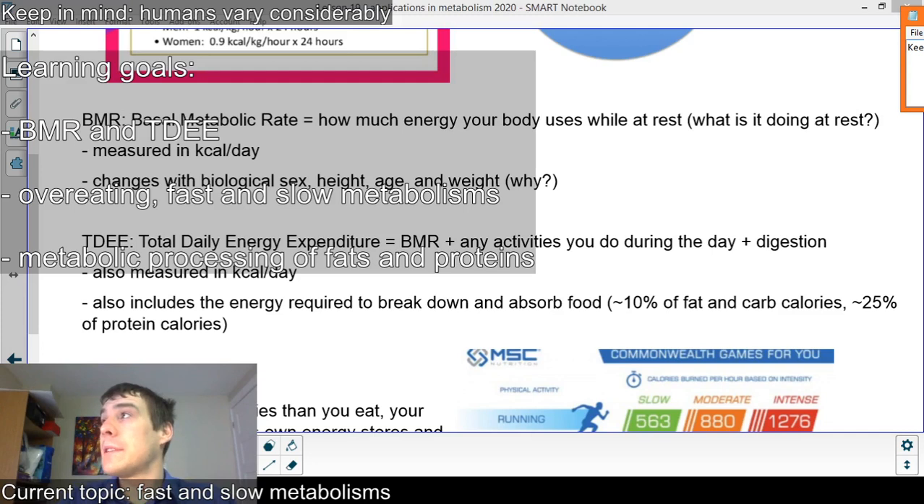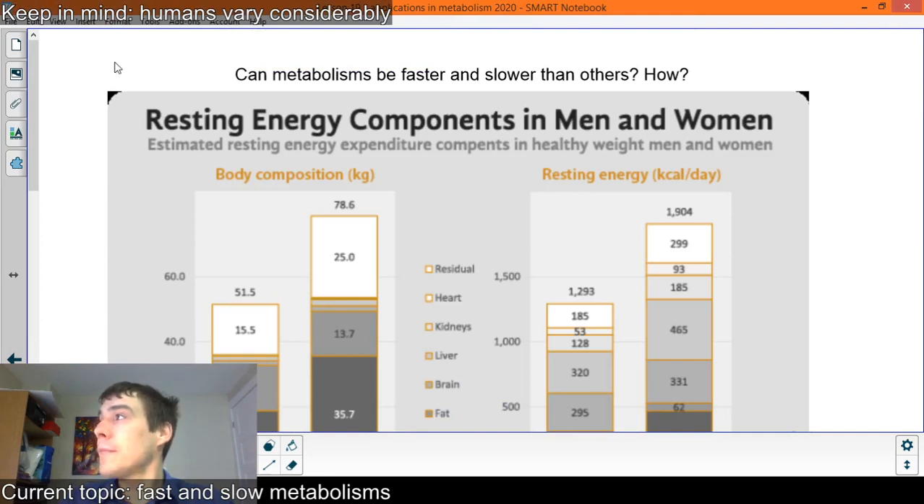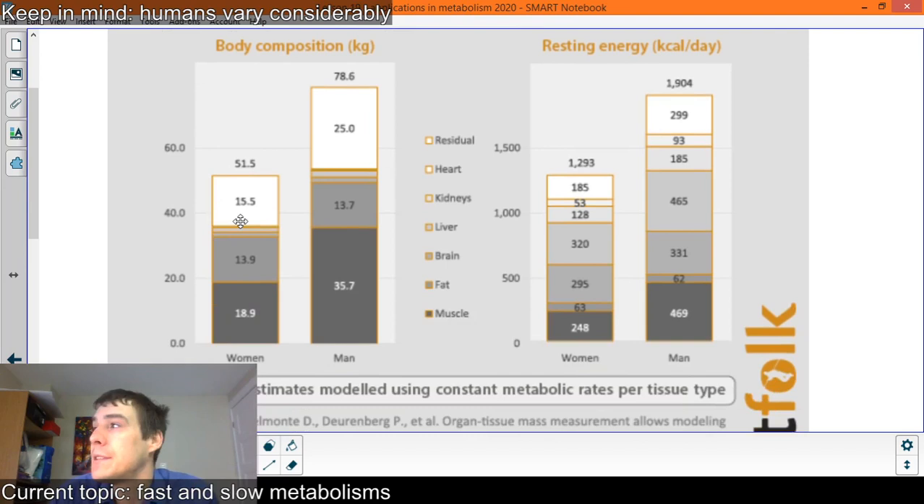Right, and keep in mind that humans vary considerably. Can metabolisms be faster and slower than others, and how? This is an interesting chart about men versus women. Women are always on the left here, and men are on the right.